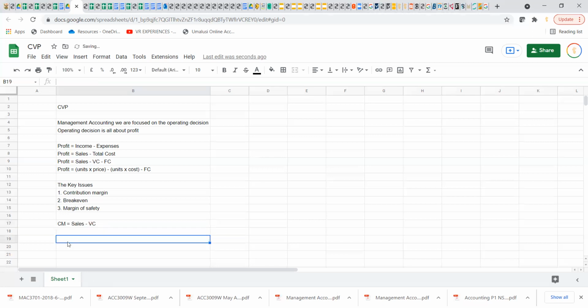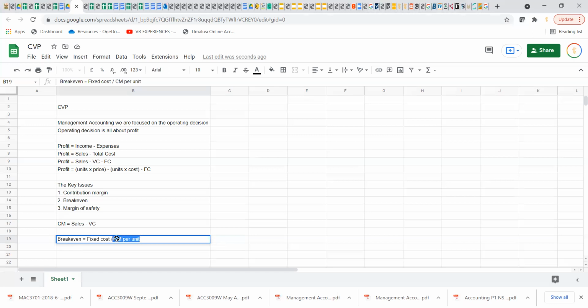Then we have break even. Break even is a simple calculation, but you're going to see we now do it in a more complex manner. Break even is simply fixed cost, and this is total fixed cost, not fixed cost per unit. It includes all fixed costs, manufacturing fixed costs as well as non-manufacturing fixed costs, the total value, not the per unit value, divided by contribution margin per unit.